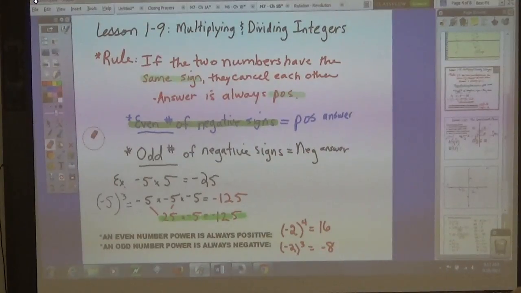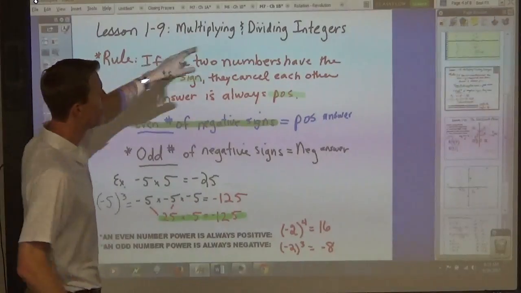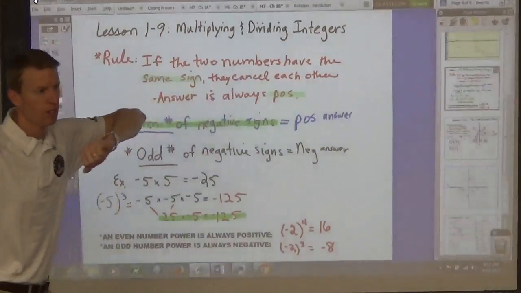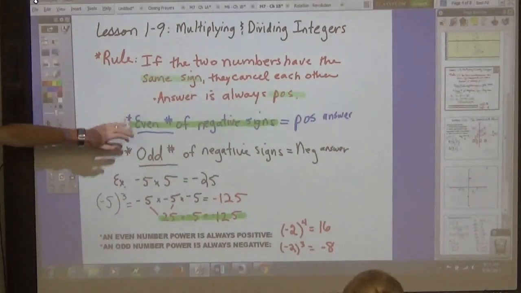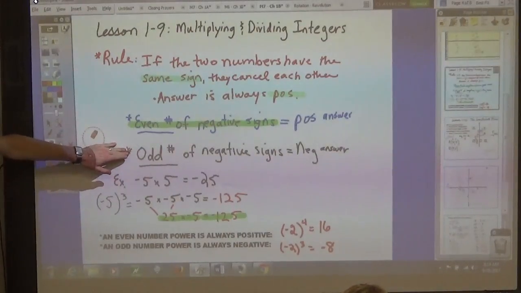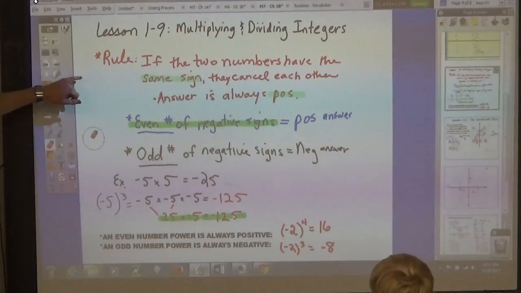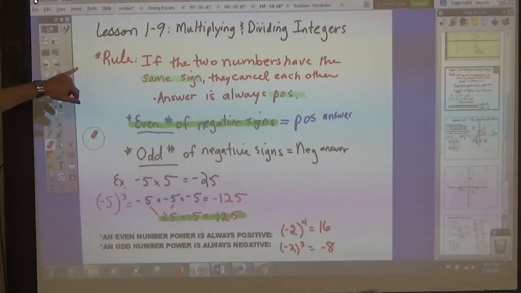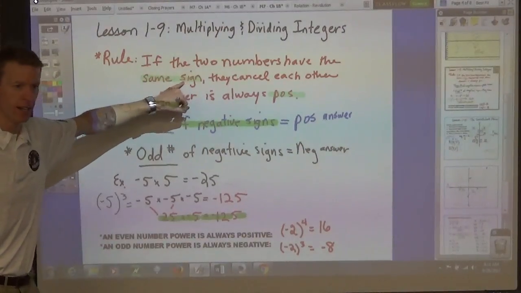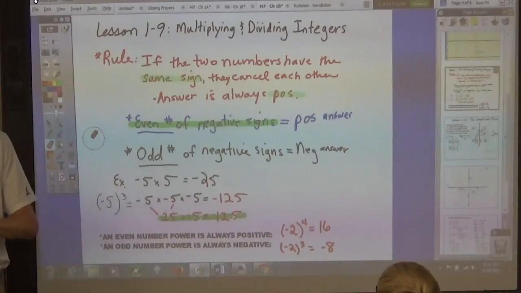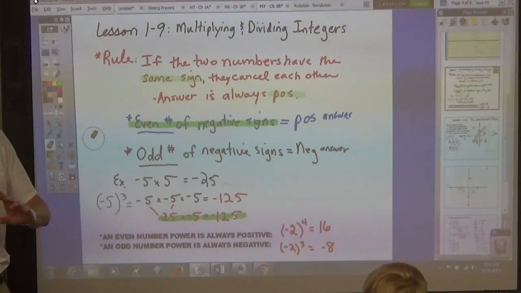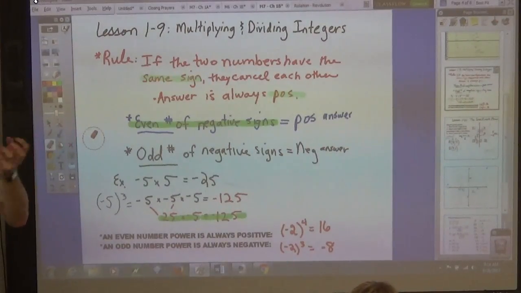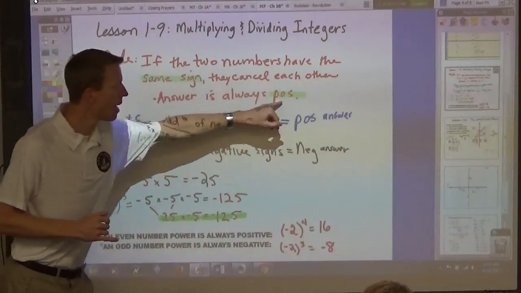So 7th graders, in lesson 1-9, we're going to be talking about multiplying and dividing integers. And there are some basic rules that you have to memorize, okay? And be able to recognize these patterns. So the first rule is if the two numbers have the same sign, in other words, if they're both positive or both negative, or they're pairs of positives and negatives, the negative signs really cancel each other out. And the answer is always positive.